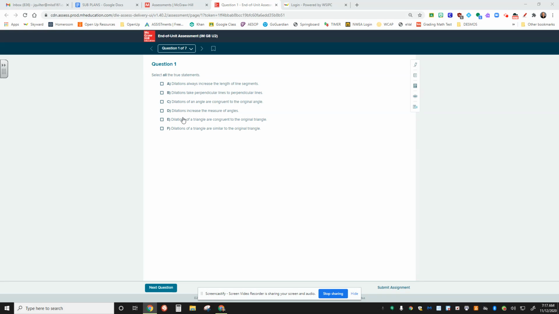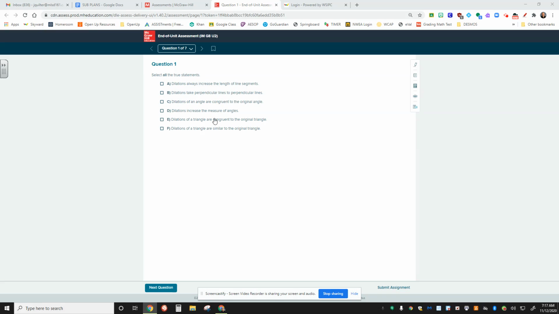Question number 1, select all the statements that are true. Dilations always increase the length of line segments. Pay close attention on A to that word always. That may or may not be true. Dilations take perpendicular lines to perpendicular lines. Dilations of an angle are congruent to the original angle.